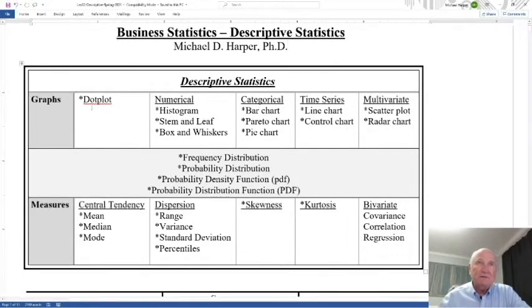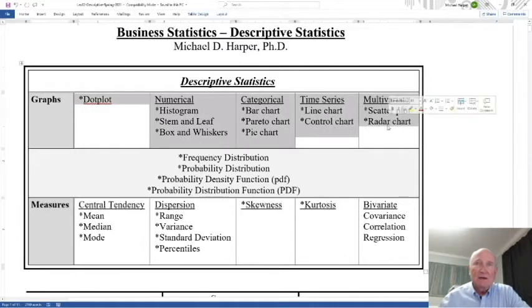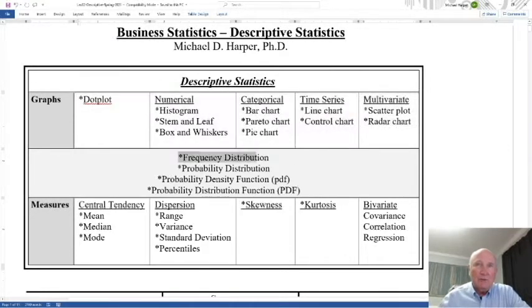First of all, the graphs. These are the graphs I'll be covering. I'll do a frequency distribution and a probability distribution, and the probability distribution is also called a density function, a small pdf. And the cumulative probability distribution is called a distribution function, a capital PDF.